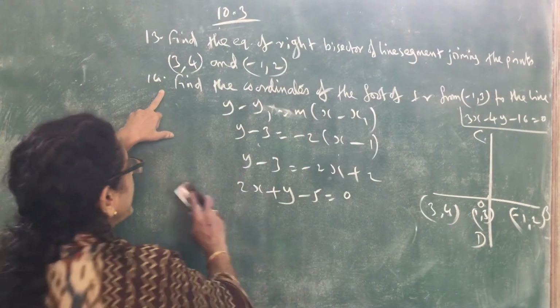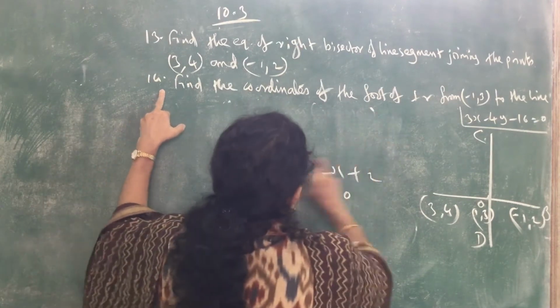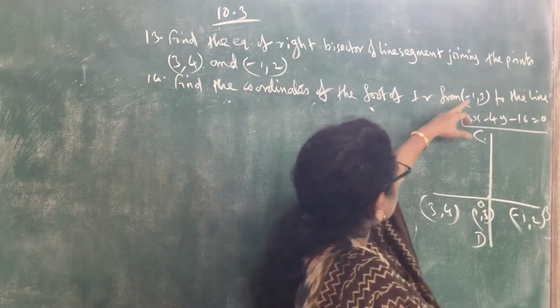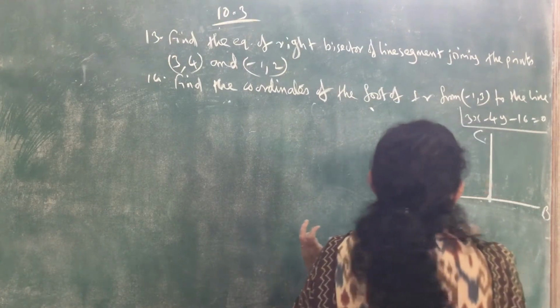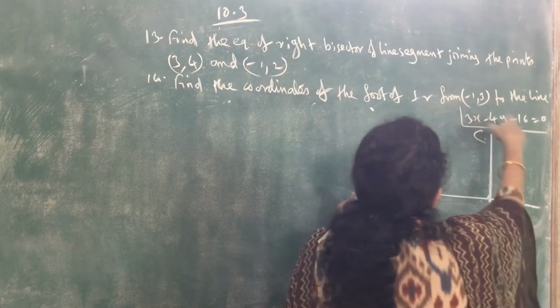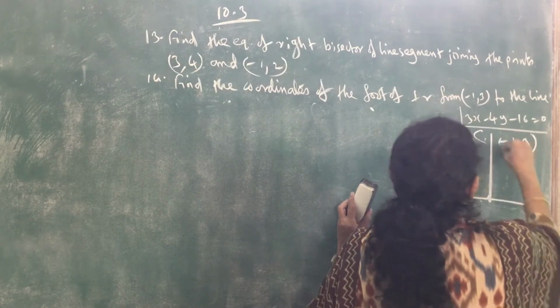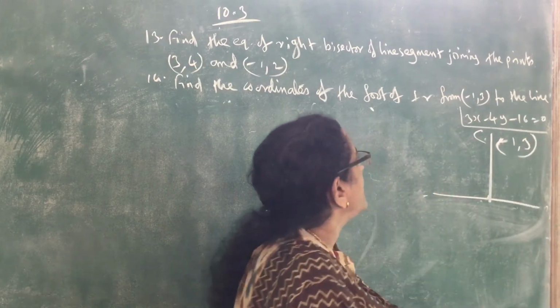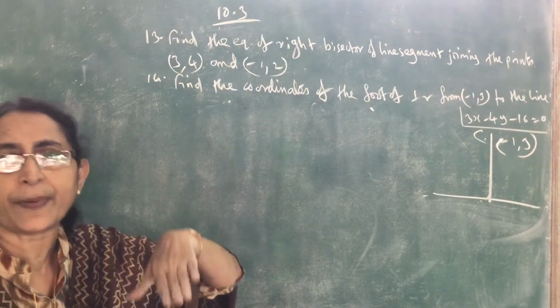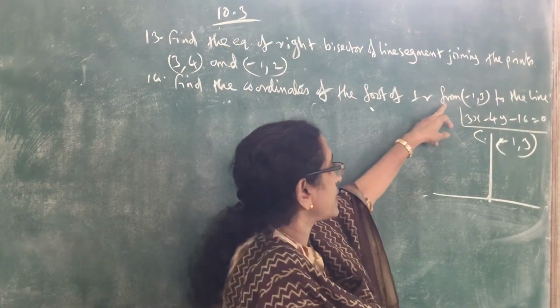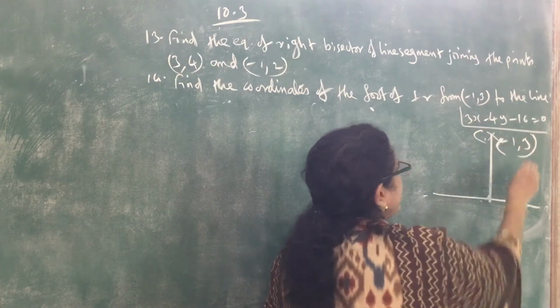The 14th: find the coordinates of the foot of the perpendicular from (-1, 3) to the line. So from the point (-1, 3), let this point be C, (-1, 3). We have to find the coordinates of the foot of the perpendicular from (-1, 3).